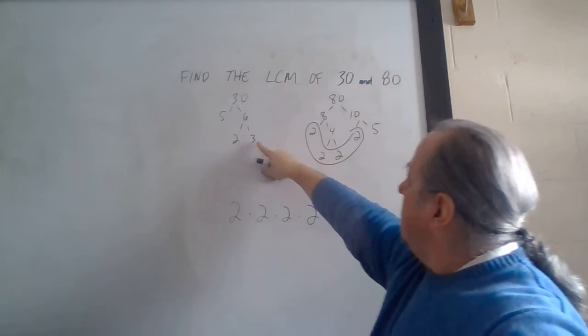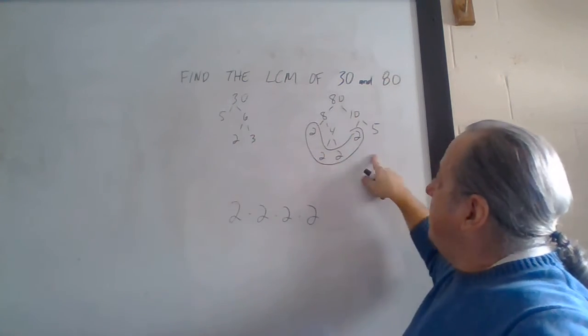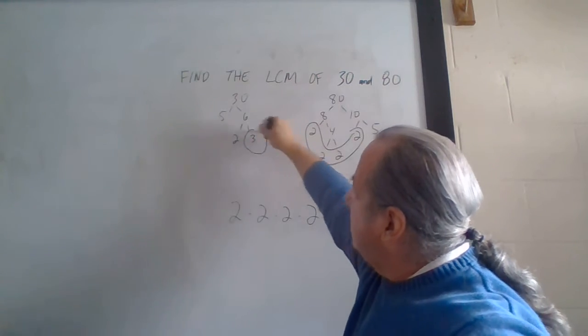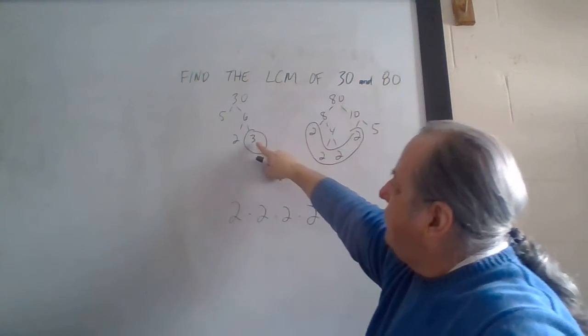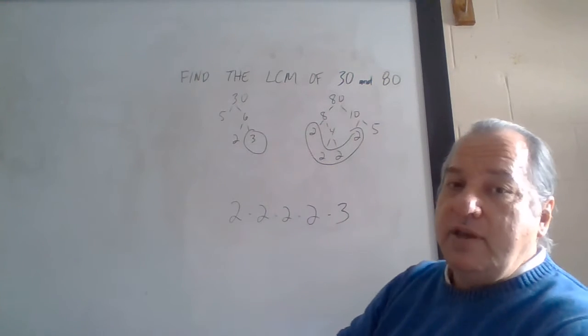Then I'll look at the 3's. There's 1 3 here. There are no 3's here. So which of the factor trees has the biggest number of 3's? Yep, this one, because there's 1 compared to none. So that's the biggest number of 3's in either of the factor trees. Then you use that 1 3.